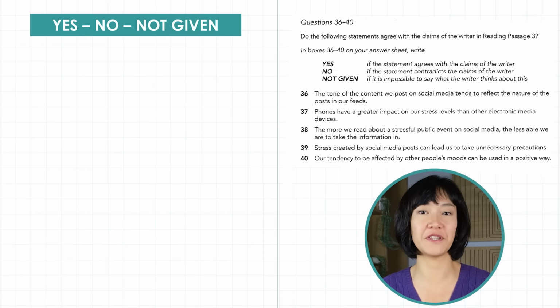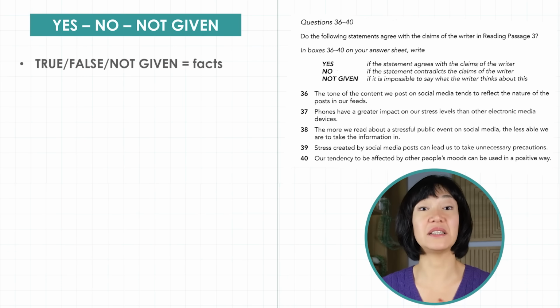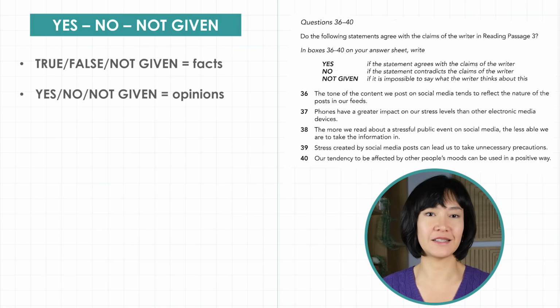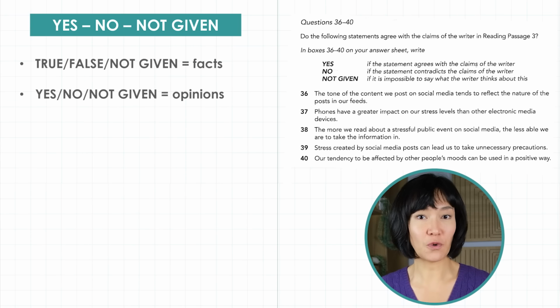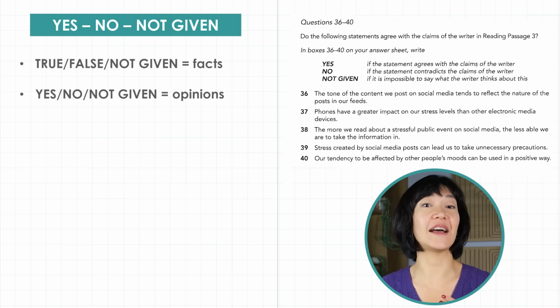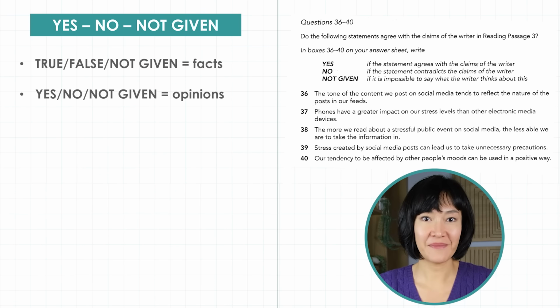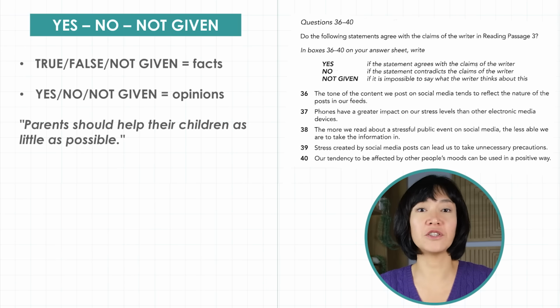So the first big difference. True, false, not given questions are about facts. But yes, no, not given are about the writer's opinions or beliefs. So we don't look for factual information, we look for attitude. For example, the statement may be, parents should help their children as little as possible. You may disagree with it, but it doesn't mean the answer is no.